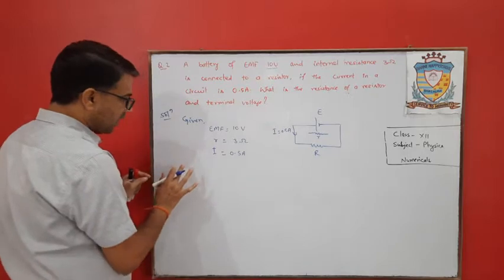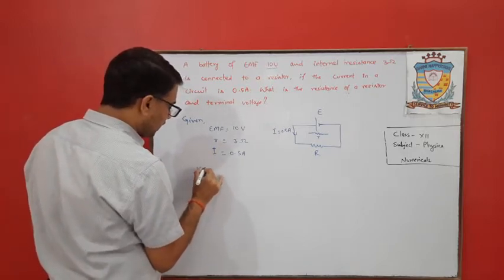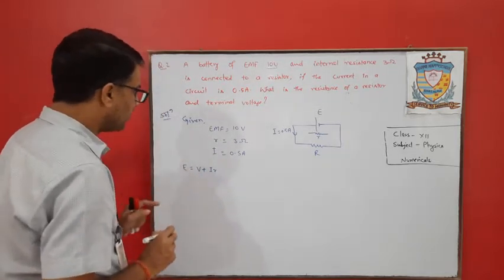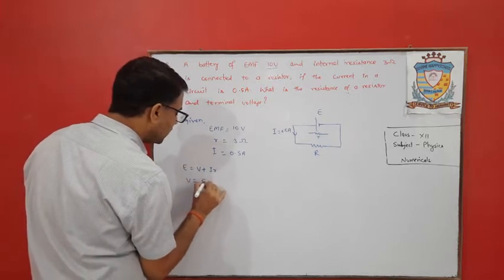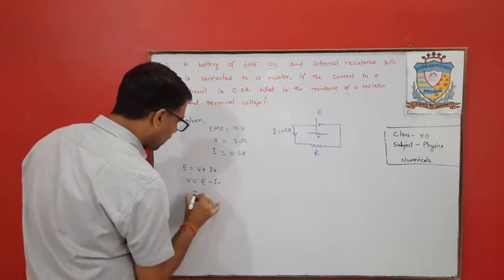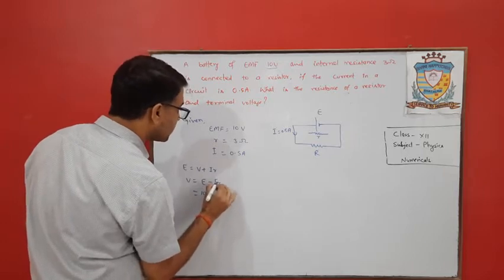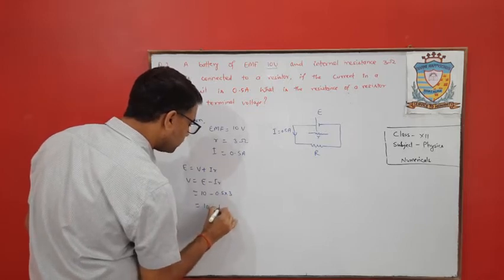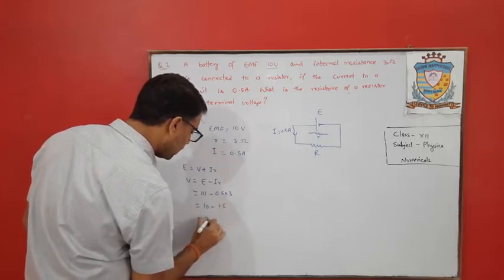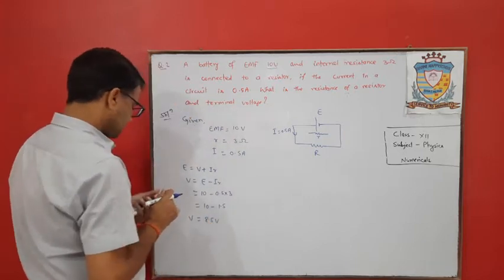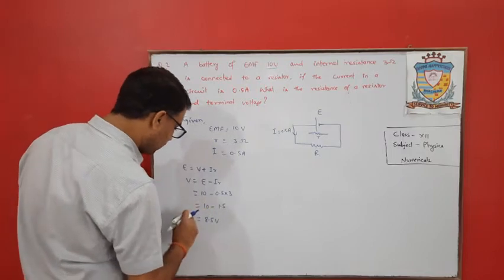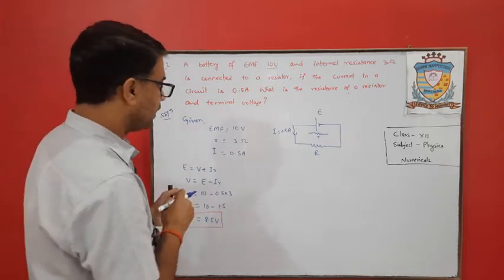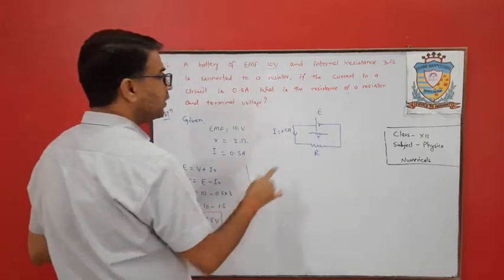Okay, so this is the normal case in which we know that V plus Ir is equal to EMF, or V is equal to E minus Ir. Our value of EMF is 10 minus I, which is 0.5, into 3, which is equal to 10 minus 1.5, or 8.5 volt. So this is the solution for the second part, that the terminal voltage is 8.5 volt.